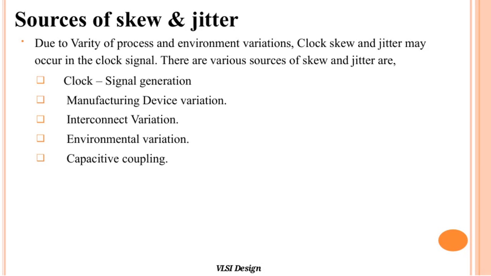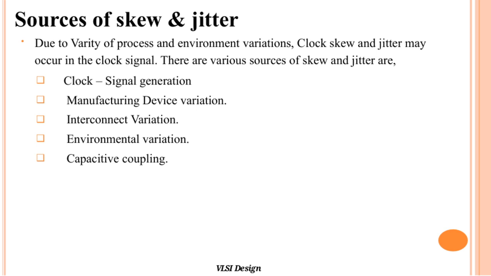When we talk about sources of skew and jitter in VLSI design, it's important to understand that these issues arise mainly because of a variety of process and environmental variations. Clock skew and jitter essentially happen due to inconsistencies that affect the timing of the clock signal. Some of the key sources include the clock signal generation itself. If the clock isn't generated precisely, that can introduce timing errors. Then there are manufacturing device variations.